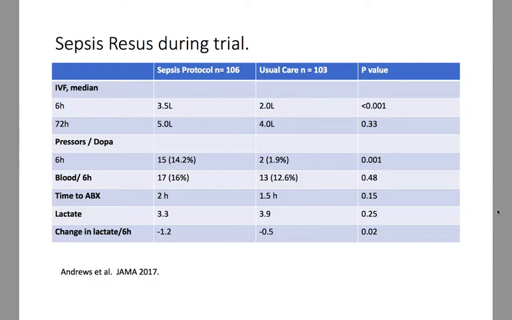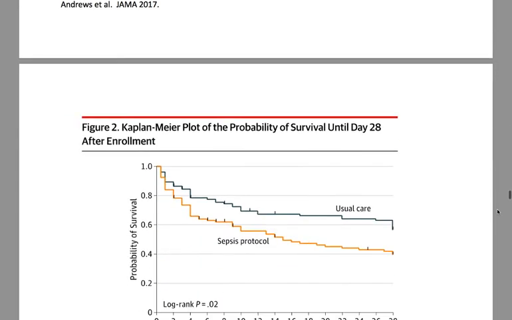They don't have vasopressors on hand very much. They did have dopamine, so about 14% of those patients received dopamine for low MAPs versus about 2% in the usual care group. They didn't really have any statistically significant difference in the amount of blood, and the time to antibiotics was about a half hour slower in the sepsis protocol group, which I think is interesting. But basically what they found was that the patients who were in the usual care group actually did better and had a lower risk of mortality.